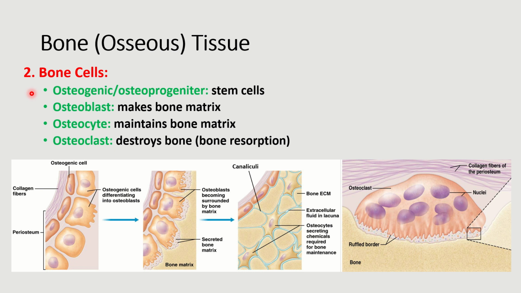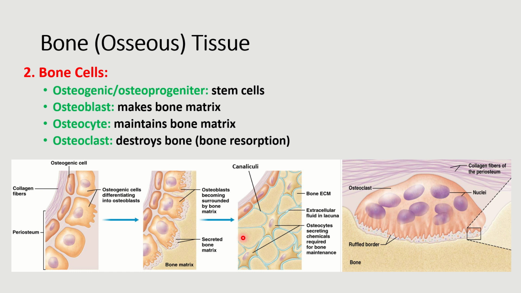So there are 4 different types of cells in the bone. One is called osteogenic or osteoprogenitor cells, and these are located in the periosteum or in the endosteum. They make new cells, so they are stem cells. The new cells are called osteoblasts, and the osteoblasts make the bone matrix. The organic bone matrix is made of different proteins, like collagen fibers, and it will later be calcified.